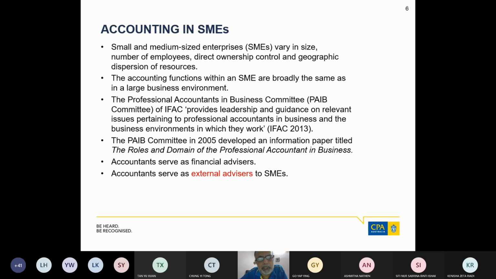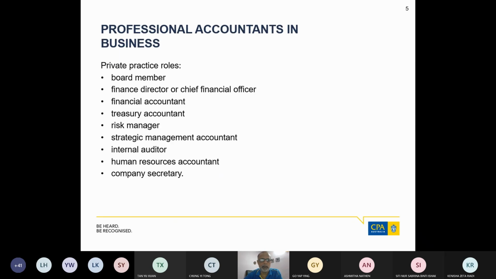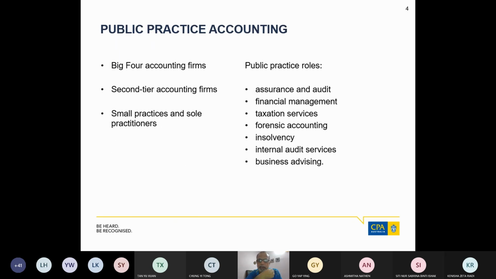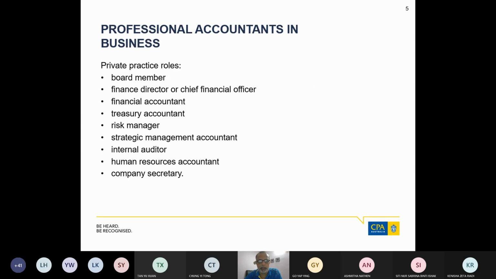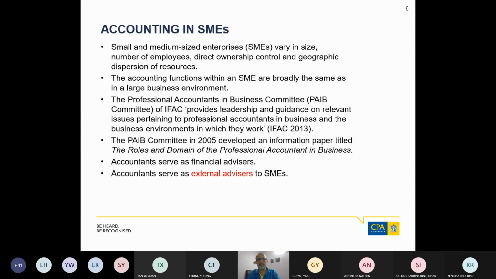Now, accounting functions within an SME are broadly the same as in a large business environment. So what accounting functions are we talking about? Accounting function could be audit, financial management, tax, and so on. These are quite similar. It's just the size of the firm that you're working for that differs, but the accounting functions are broadly the same, whether you're working in an SME or in a large company.